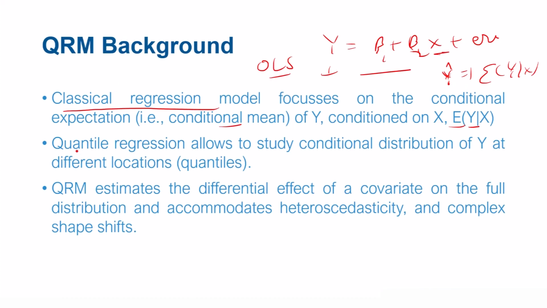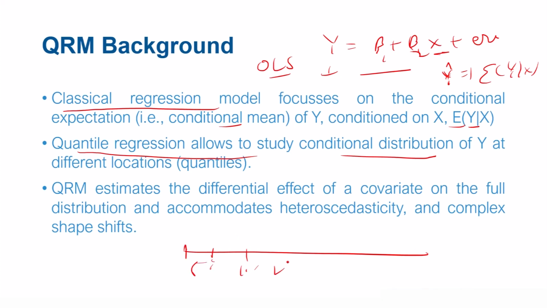In contrast, quantile regression allows us to study the full conditional distribution of y at different locations. For example, the different locations of y may be the 5th percentile, maybe the 10th percentile, or the 25th percentile, which you call Q1, or the median, which is the 50th percentile. These may have different behaviors. For example, the differential effect of the covariate, that is x, at different quantiles may be different.